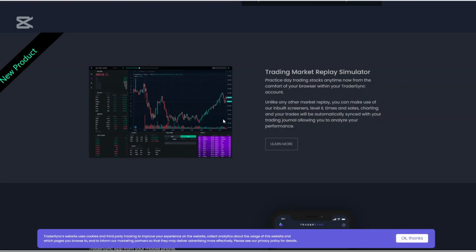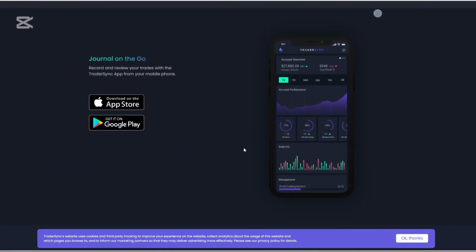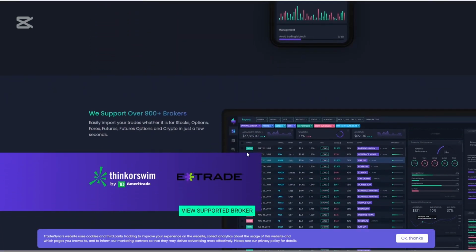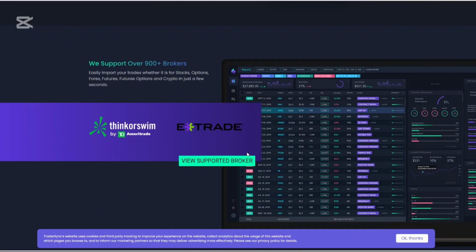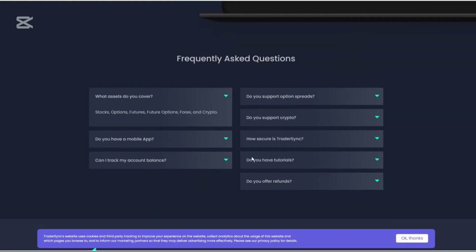How about TraderSync, the pros? Supports a wide range of asset classes and over 900 brokers. It has AI-powered feedback and strategy simulation. Market Replay Simulator is available with advanced features. And there's a mobile app for journaling on the go.